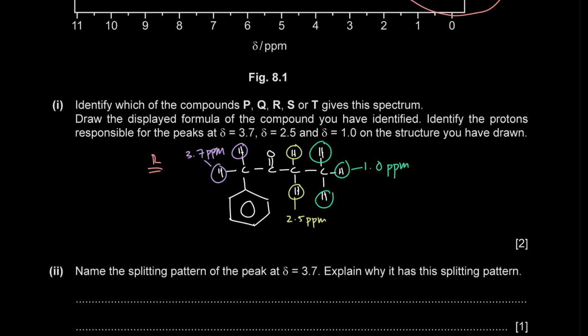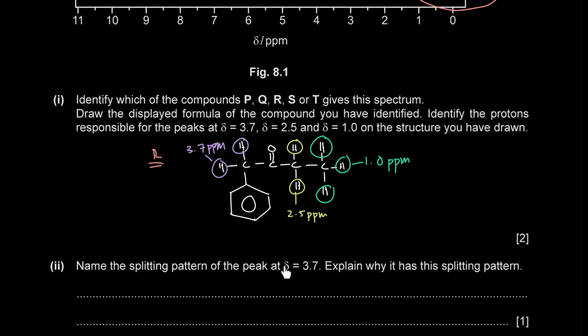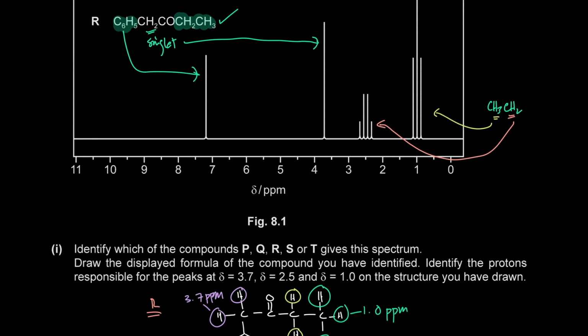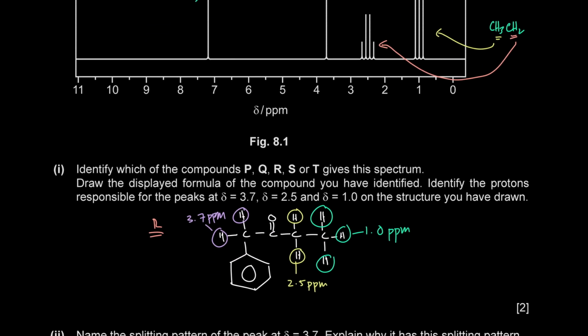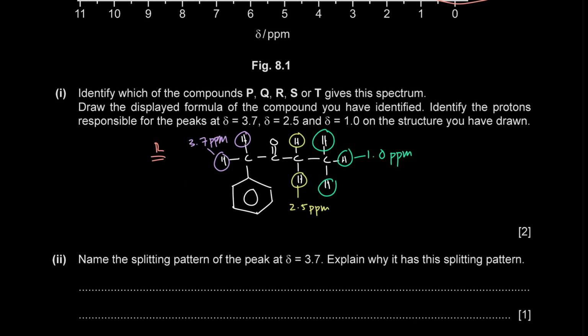Name the splitting pattern at delta is equal to 3.7 parts per million. Explain why it has the splitting pattern. So at 3.7 we have a singlet. That's the name of the splitting pattern. And the reason we have a singlet is because there are no hydrogens on the neighboring carbon atoms.